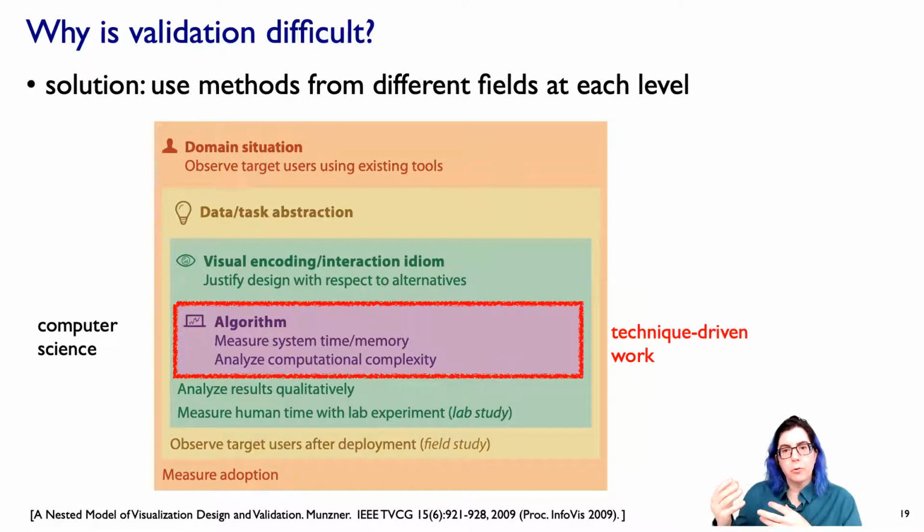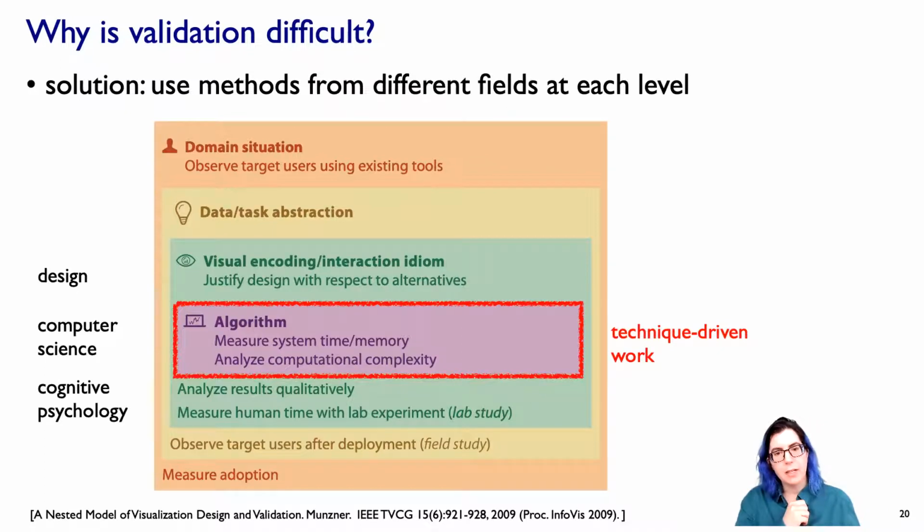A lot of this so-called technique-driven work is at the heart of visualization, and there's a huge amount of it. But that's not the only thing we have. What about questions at the idiom level? How do you figure out if you got the idiom right? It's not enough to simply prove that your computer runs fast. What if you're drawing it in a way that doesn't work for human perception?